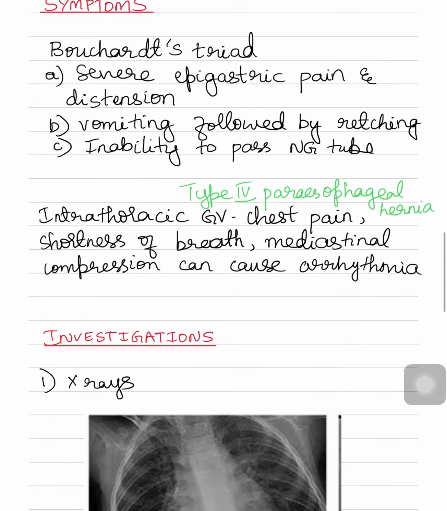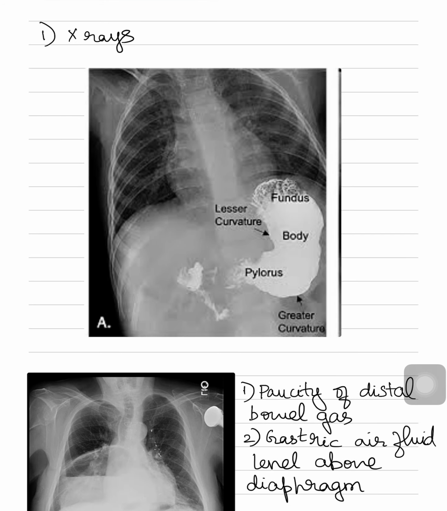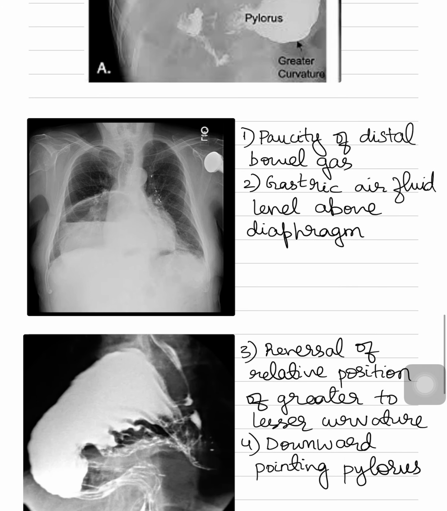Coming to the investigation, how do you diagnose it? The first modality is X-rays. Coming to the normal X-ray, you can see the fundus, body, pylorus, and greater curvature and lesser curvature in this X-ray. Coming to the next X-ray, showing you the gastric volvulus. There is no distal bowel gas, because there is obstruction, which is normally seen. And above the diaphragm, see this is the diaphragm, above the diaphragm you can see the air fluid level.